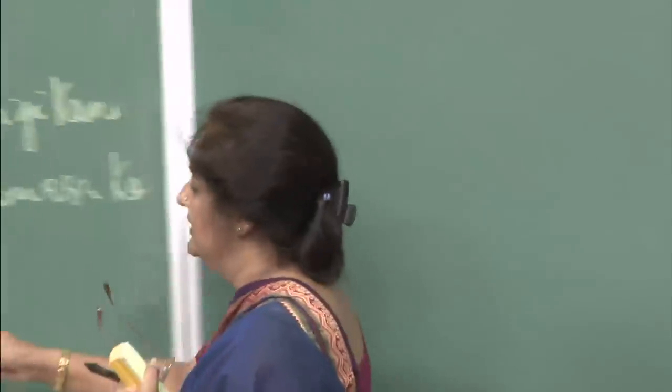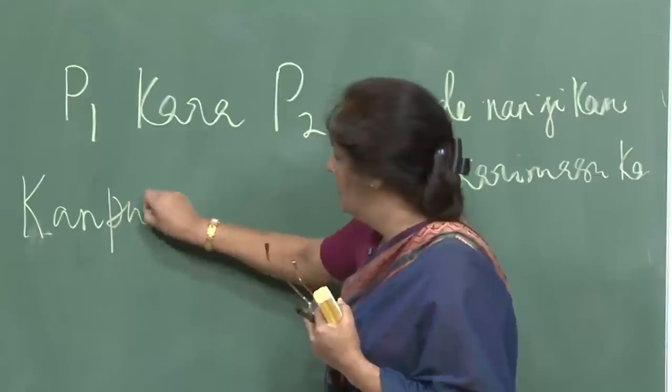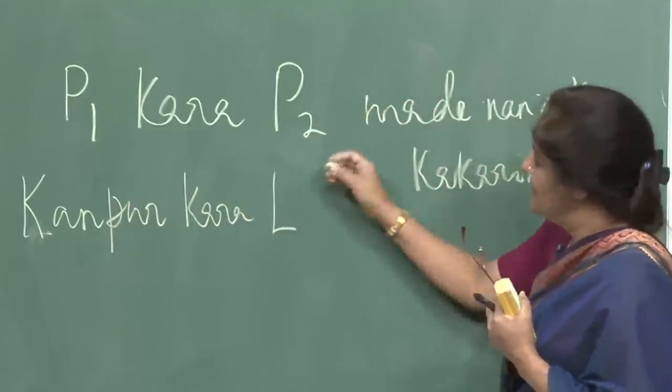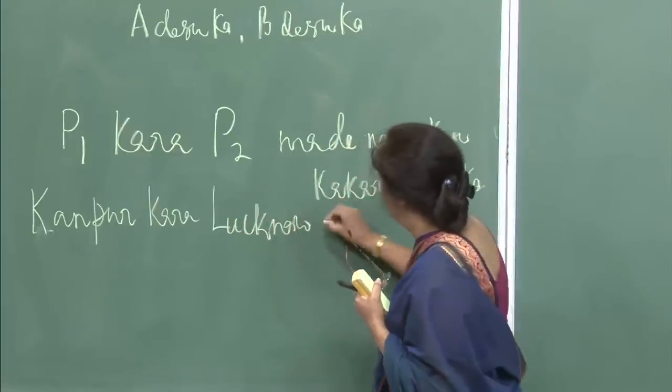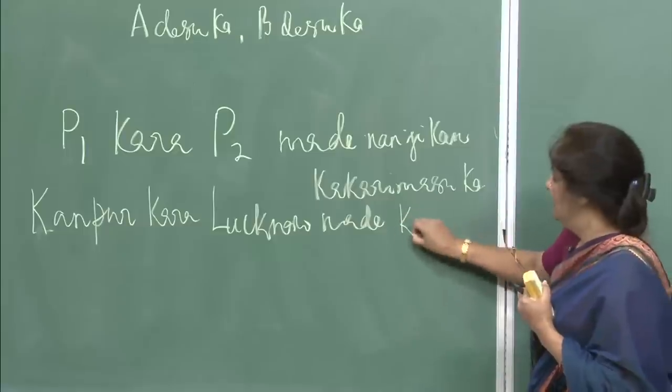So, over here in this exercise you have some pictures, you can see the mode of transport and you can try to tell how long it takes from one place to another. So, for example, Kanpur kara, place 2 made, Lucknow made, kuruma de.